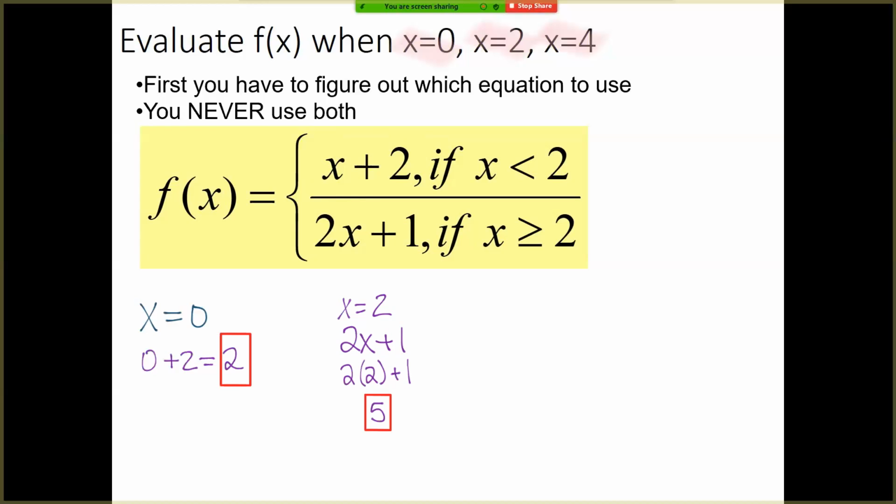And then the last one, they're telling us x equals 4. If x equals 4, we again have to determine if it falls into this category or this category. So is my x value less than 2 or greater than or equal to? Most definitely greater than or equal to. So I'm going to again plug into the bottom equation 2x plus 1. So 2 times 4 plus 1. 2 times 4 is 8 plus 1 gives us a value of 9.